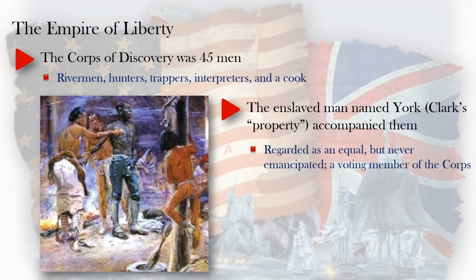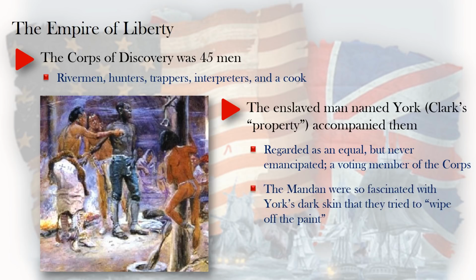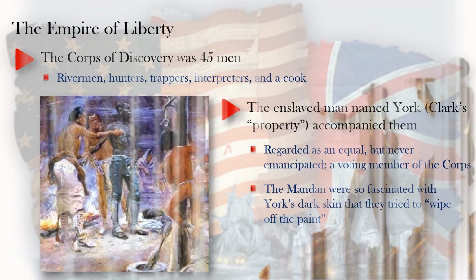accompanied them. Although he was never emancipated, not during, not after the Corps returned, he was nevertheless regarded as an equal, so it seems, on the expedition. He was a voting member of the Corps, having equal legislative authority, so it seems. The Mandan Indians, which is the first group that Lewis and Clark encountered in North Dakota, were so fascinated with York's dark skin that they tried to wipe off the paint by moistening their fingers and running them along his skin. Of course, no, it didn't happen.